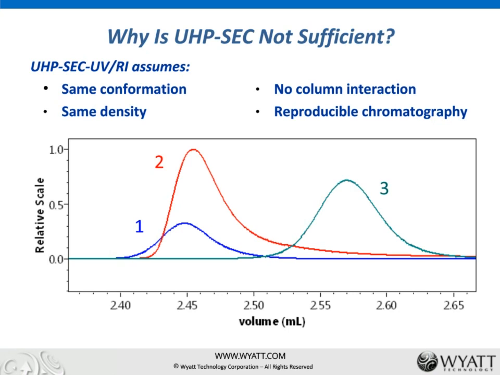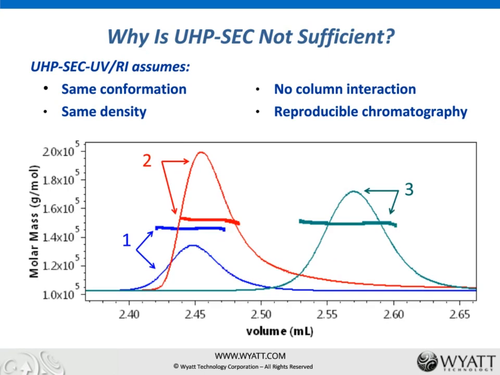According to elution volume, protein 1 should have slightly higher molecular weight because it has a slightly earlier elution volume. Protein 3, eluted much later, should have a much lower molecular weight.